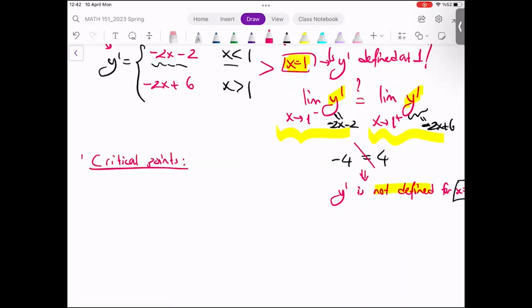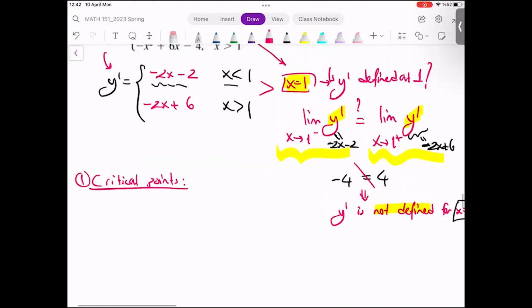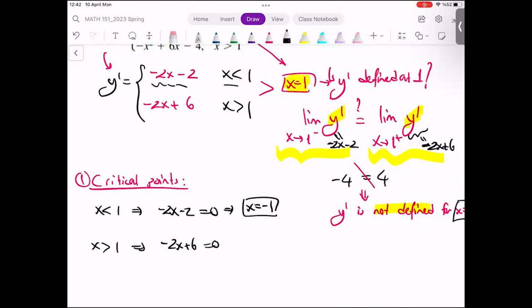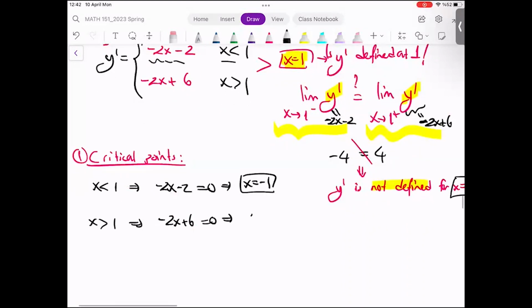Okay, so you look at the first derivative function, right? For x less than 1, the first derivative is given like that. You equate it to 0, and from here you solve x equals minus 1. For x greater than 1, you take the expression. The first derivative function is given like that, and you solve for the point.